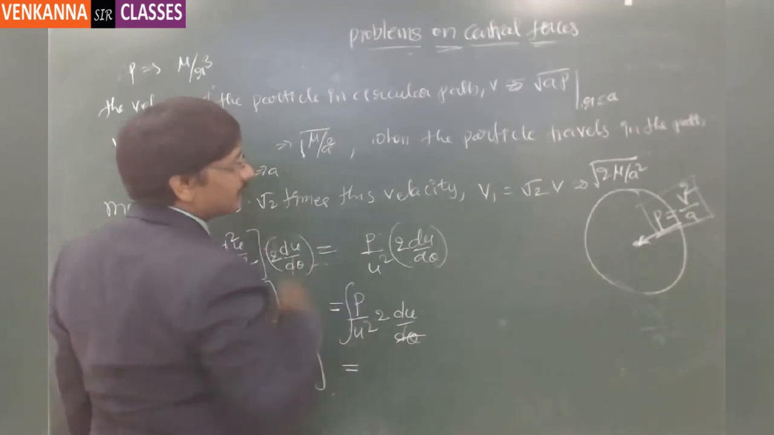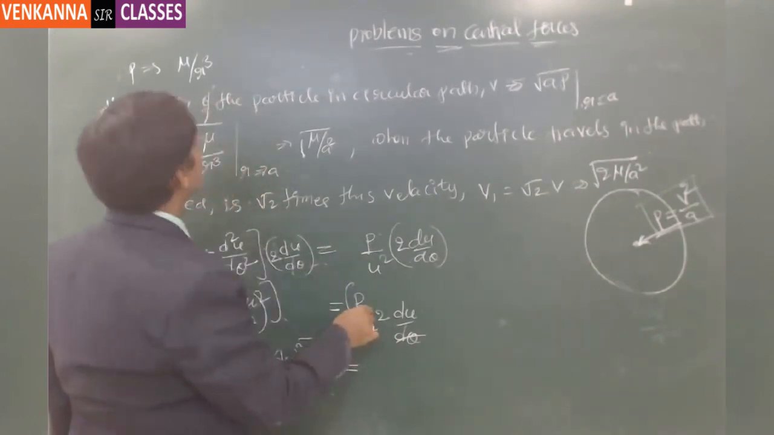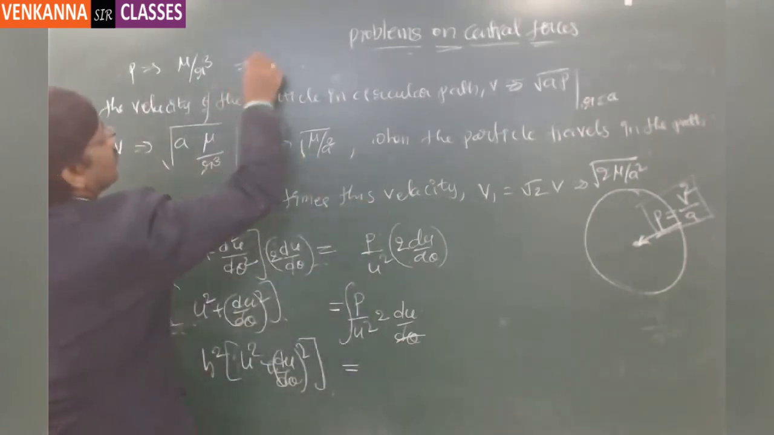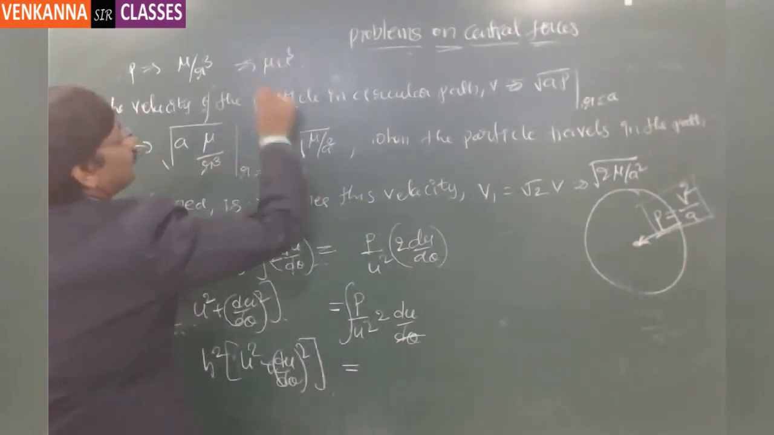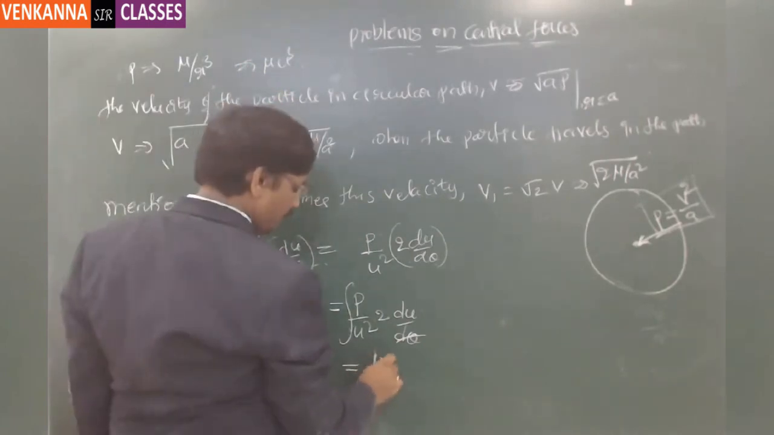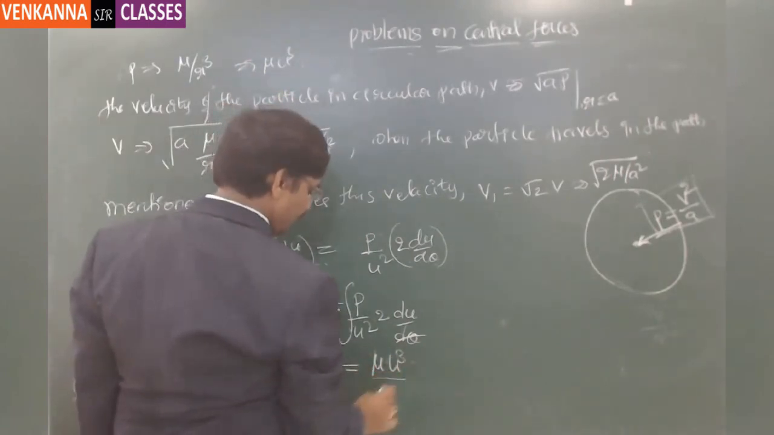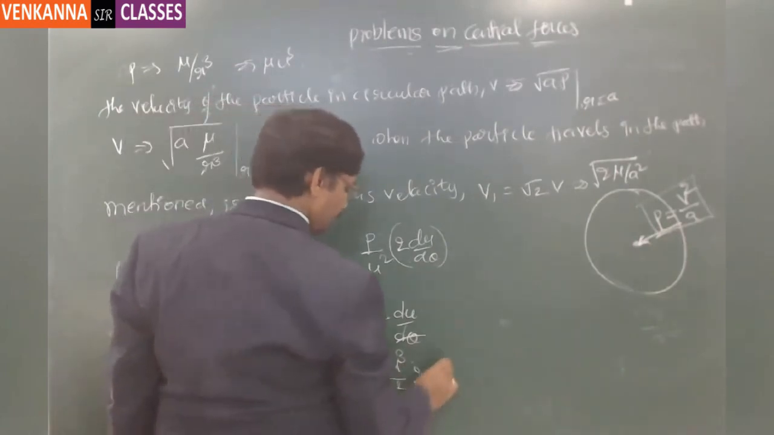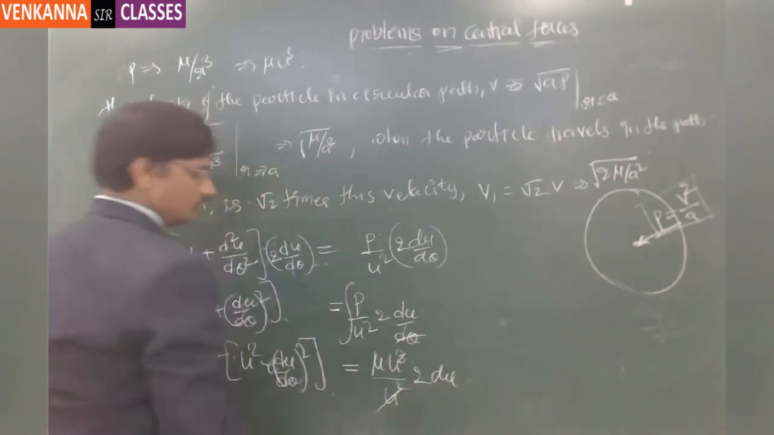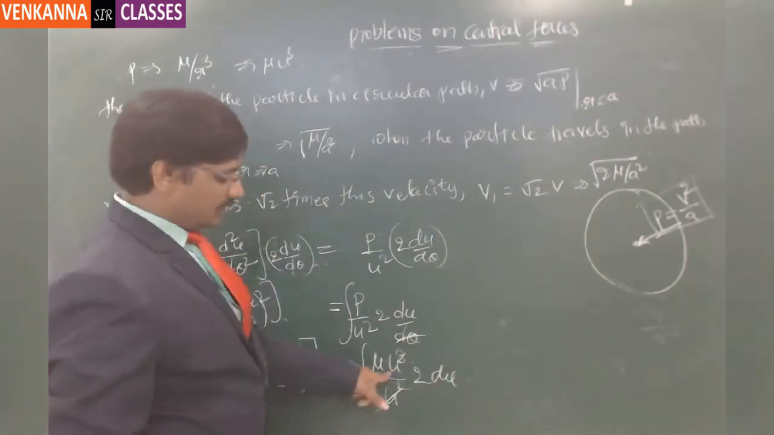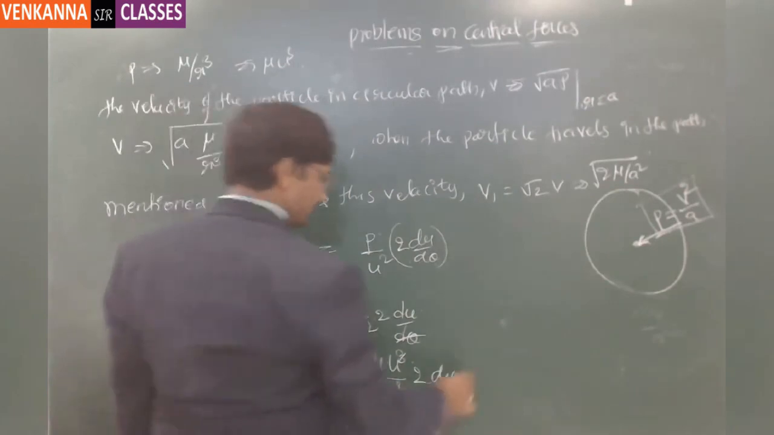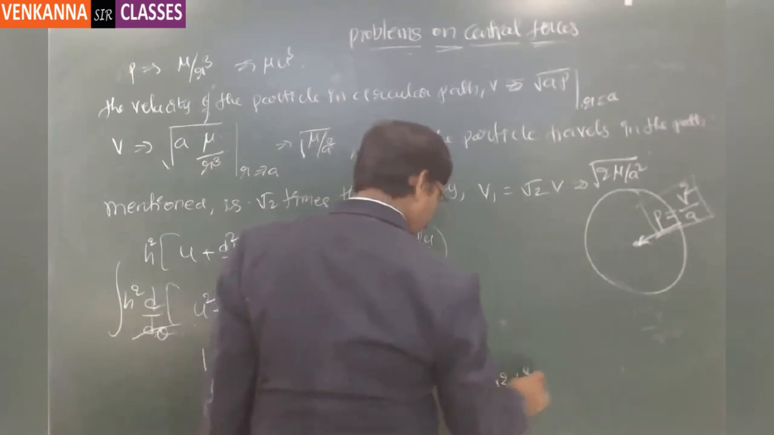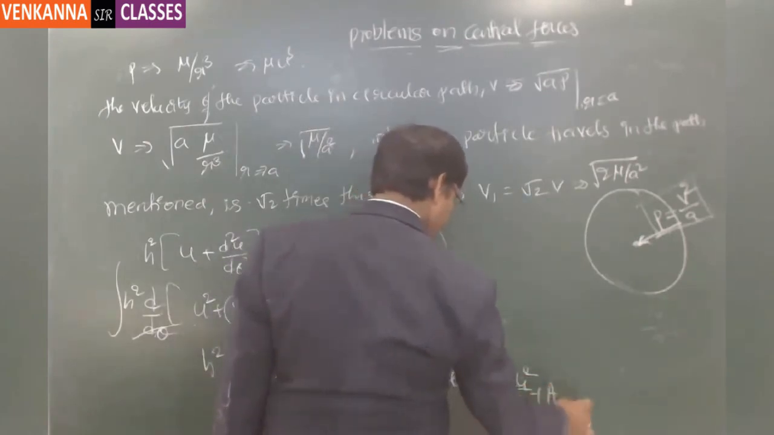so p value we just calculated, that is p is equal to mu by r cube. So mu by r cube we can even write as mu times of u cube. So this you can write mu times of u cube divided by u square into 2 times of du. So this u square will cancel out, and mu times of u into 2 times of du. So this is mu times of 2 times of u square by 2 plus some arbitrary constant a.